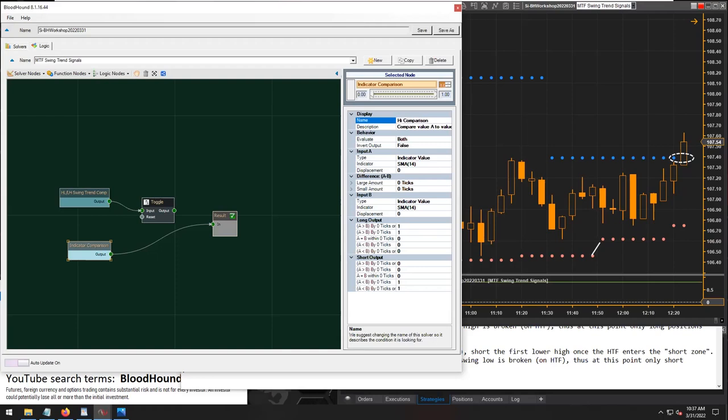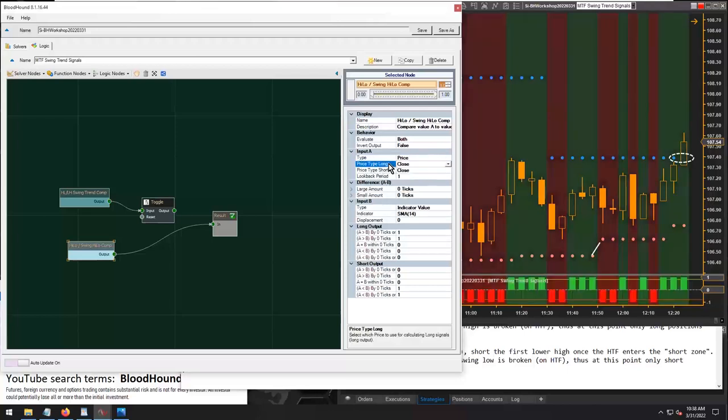We're using the high price for a long output, or the low price for a short output, and we're comparing that to the swing high or low. So this time input A is the high or low price of the bar, so our input type is going to be price. For a long, we're using the high price of the bar, and for a short, we're using the low price of the bar.